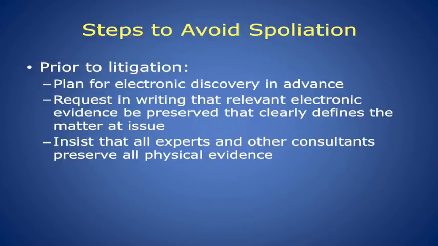Another way to avoid that spoliation issue is, as soon as you find out prior to your litigation that you're going to have some evidence that you need to do a preservation letter on, you need to actually plan for that electronic discovery in advance. You can make that request in writing that any of the relevant electronic evidence be preserved that has to do with the matter at issue. And one of the last things is that you make sure that all the experts, not only your own, but the other experts and consultants, understand that the physical evidence needs to be preserved on those units.